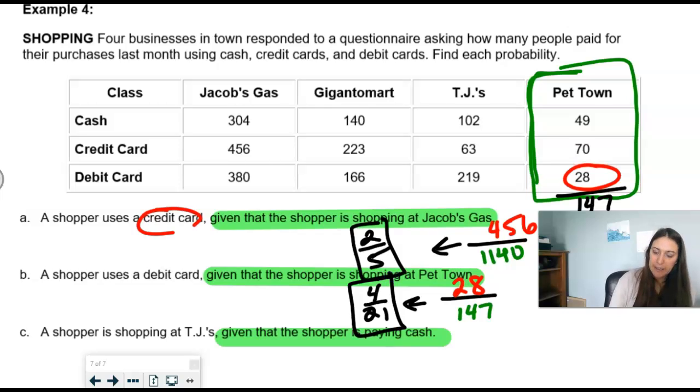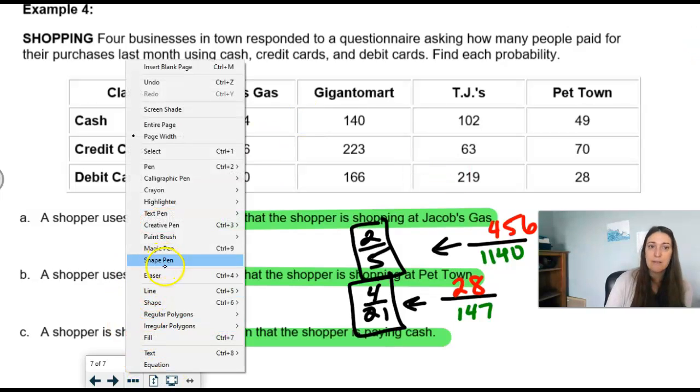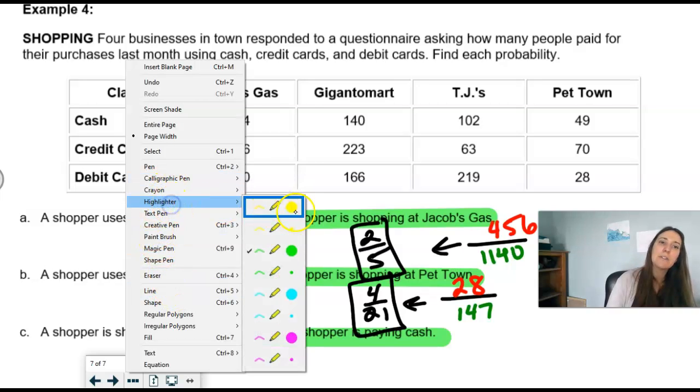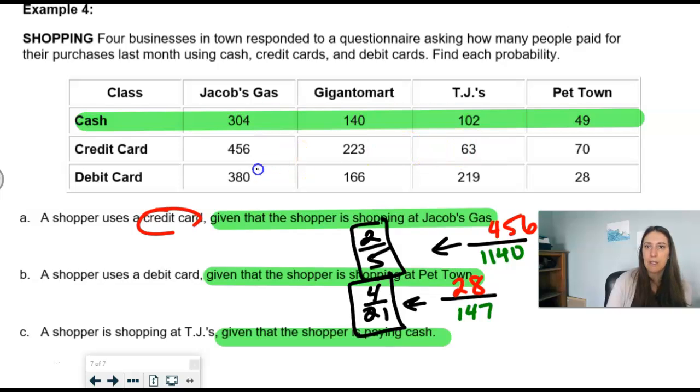All right, and then a final one here, which I get the luxury of erasing everything I just did. You might not have that luxury, so use a third color. They want a shopper is at TJ's given that the shopper is paying cash. So this time I'm only allowed to look at data from people who are paying cash. There we go. So if I was to total all of this together, not doing that in my head either: 304 plus 140 plus 102 plus 49.